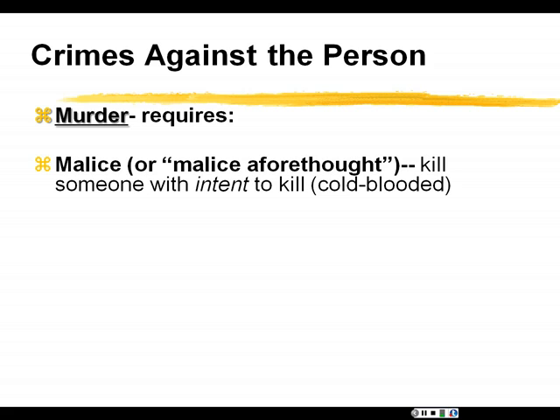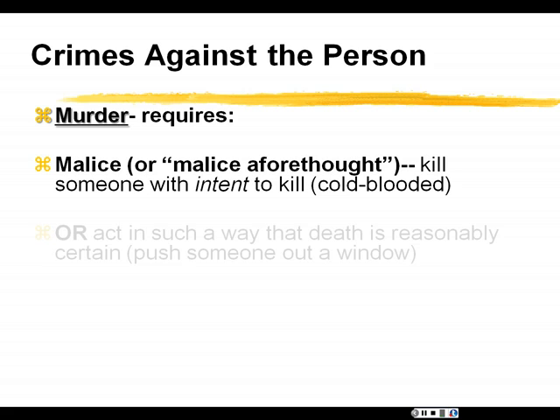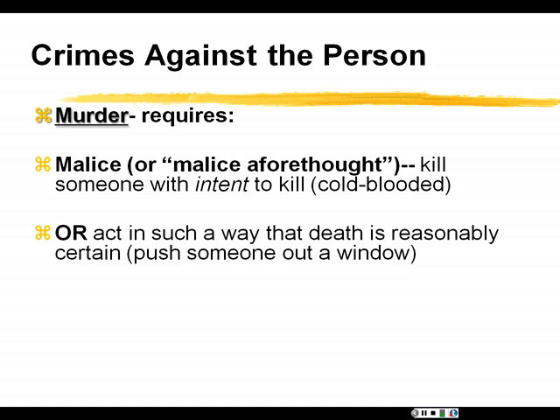Or sometimes it may be that someone acts in a way that unreasonably results in someone's death, and so if you push someone out of a 5th floor window, when you're doing this it's pretty certain that someone's going to die. So in that case, we would consider that to be murder too. So it's basically unlawful killing of a human being, right?